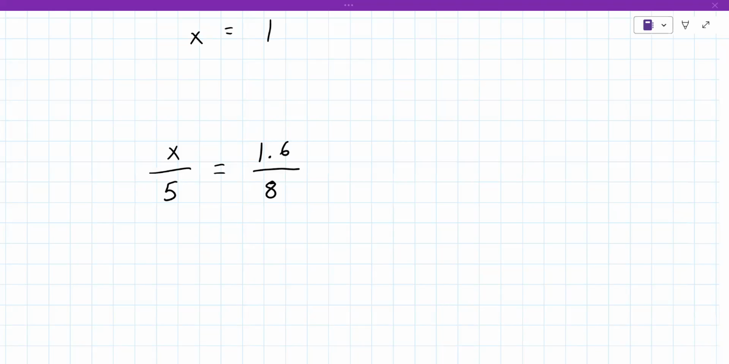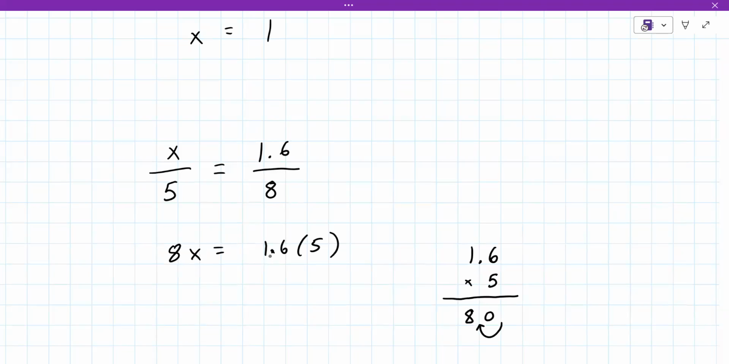So your final answer is 80? You said 8x equals 1.6 times 5. Are you saying that when you multiply these, you get 80? Well, you always put the one with more digits on top. You do get 80, but then you have to move the decimal over.